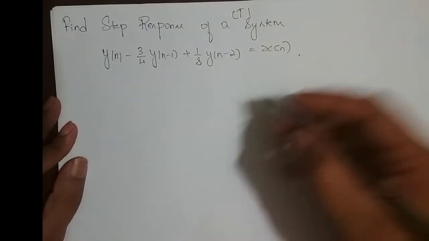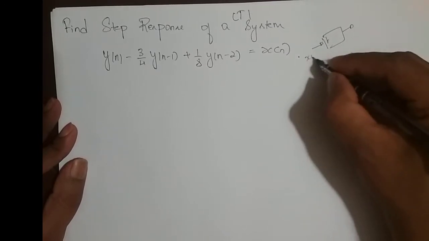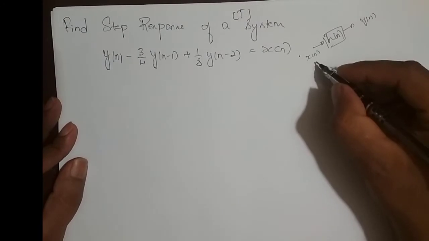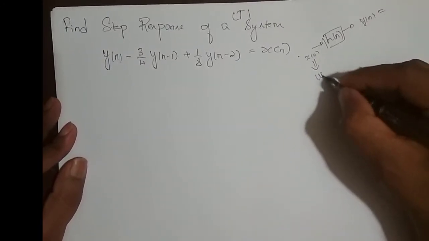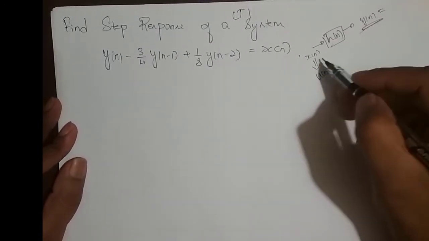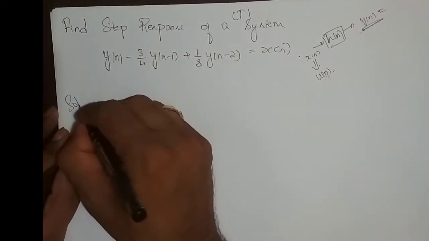It is the response of a system. So if I have an LTI system, if the input is x of n and output is y of n and the impulse response is h of n, step response is nothing but the response of the system y of n when the input x of n is the unit step function. So it's the output from a system when the input is made a unit step function. Okay, we shall try to solve this problem.